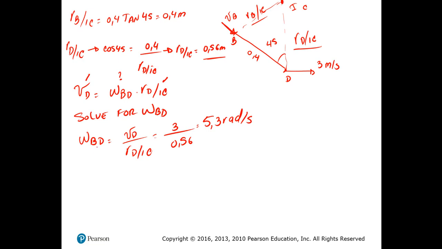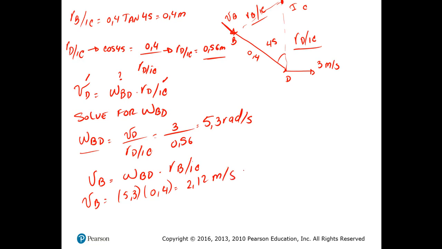So now that I have this, I can use this omega in a new equation that will relate VB and omega BD. How so? Well, you know that velocity at B will be equal to the same omega BD multiplied by the distance from B to IC, which is the one you just calculated. So velocity at B will be equal to 5.3, which is what we just calculated, multiplied by 0.4, and that will give you a value of 2.12 meters per second.